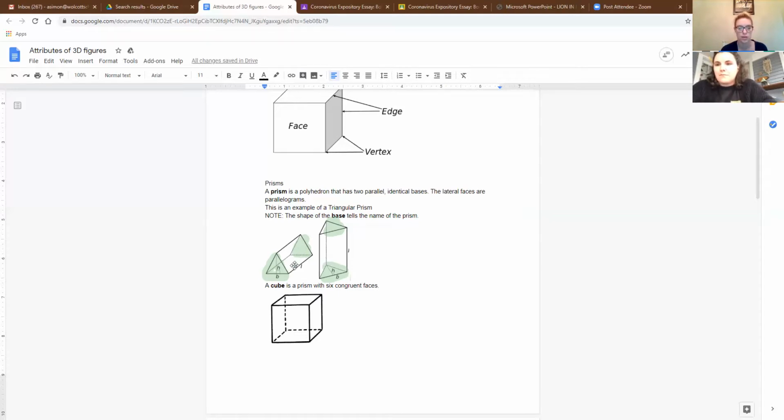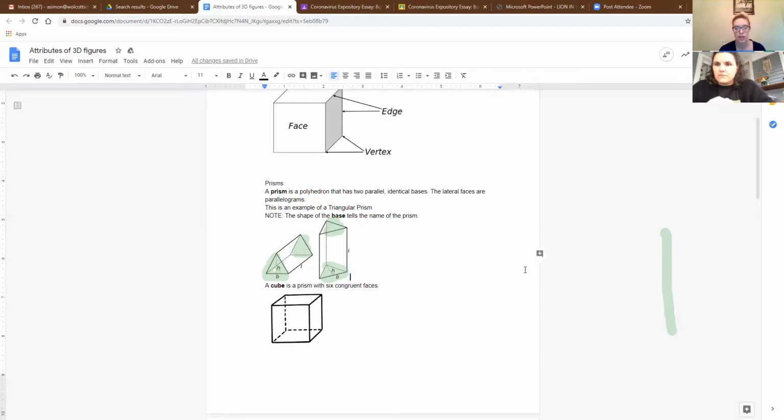And we can see too, just like this cube that we did here, our triangular prism has vertices, bases, faces, and edges. We can look at those and count those up as we go with the different shapes.